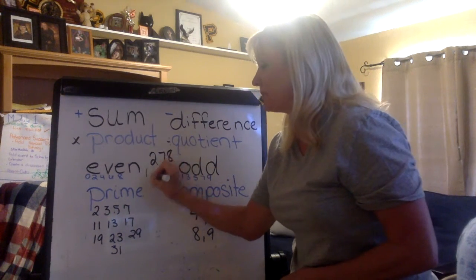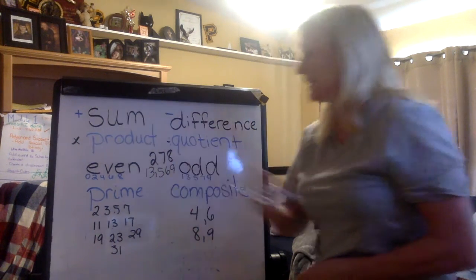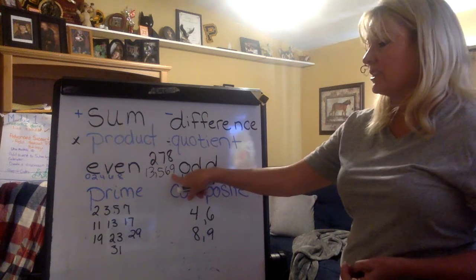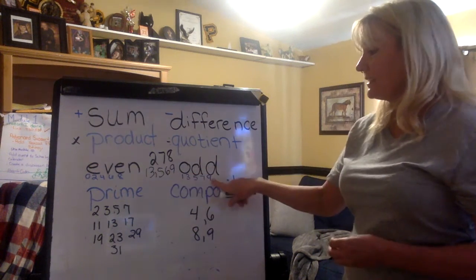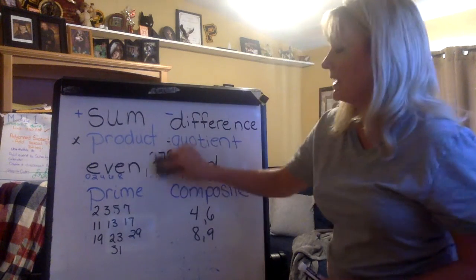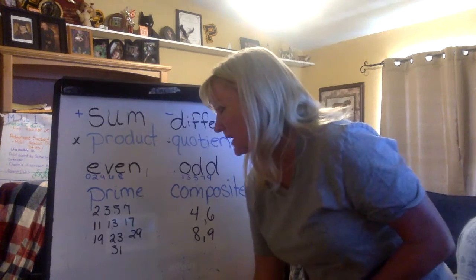If I gave you something like 13,569, you want to know if it's odd or even? You look immediately at the last digit. It's a 9. 9 is an odd digit. The whole number's odd. All right. We're going to go to 2 new words, okay?